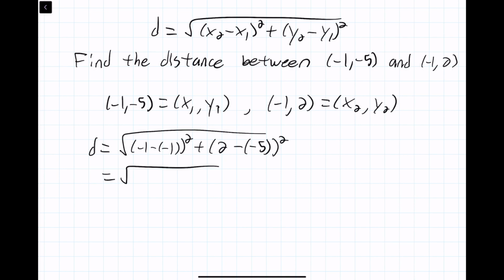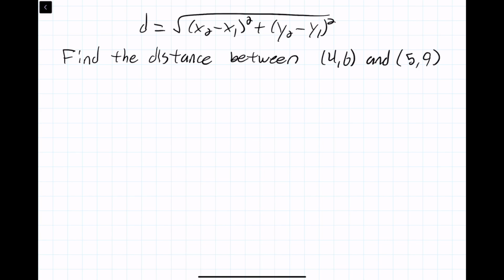This gives 0 squared plus 7 squared, which is equal to the square root of 7 squared, which is equal to the square root of 49, which is equal to 7. And that's it. The distance between these 2 points is 7 units.